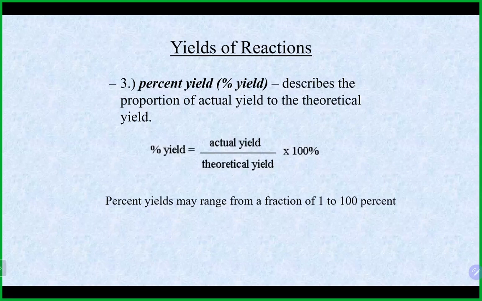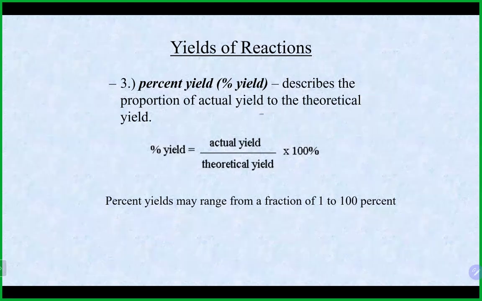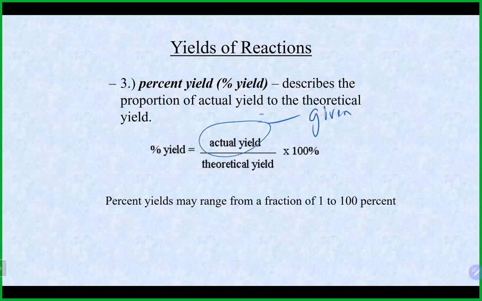The good news in book problems is the actual yield is usually given to you. Somewhere along the way, they'll just tell you, you produced this much of the product. The theoretical yield, you usually need to calculate from the equation, and it could be just a basic stoichiometry problem, or it could be a limiting reagent type problem. One of those ways, you'll need to calculate the theoretical yield, and then you just divide the two and times it by 100.